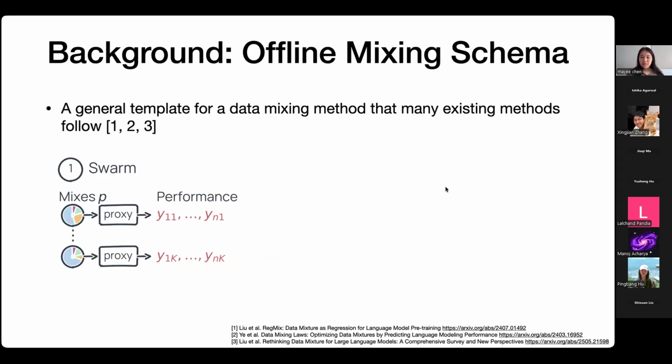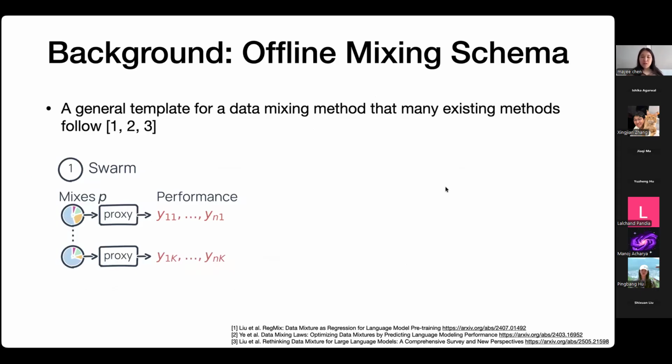There's a ton of methods that aim to solve this problem I've just described, but a lot of them actually follow this pretty general template that's quite simple and effective, which we'll call the offline mixing schema. This procedure has 3 steps. The first step is that we train a bunch of smaller models, we call these proxy models, on different data mixes, and then we evaluate each of these models on the tasks we care about. We refer to this as a swarm of proxy models.